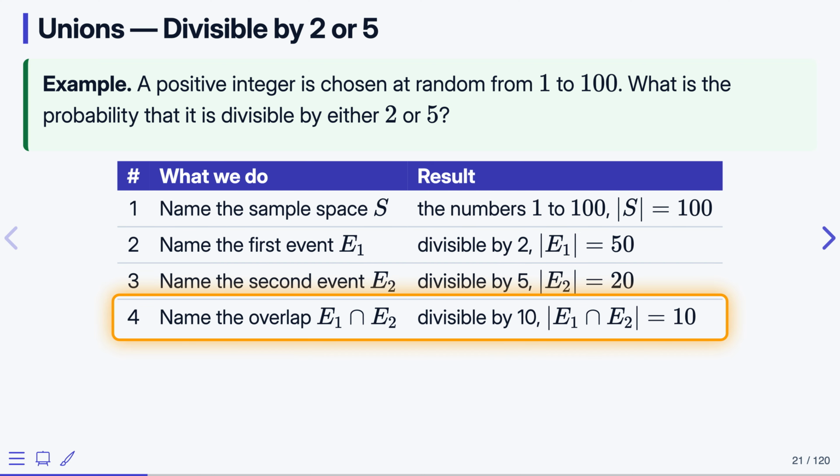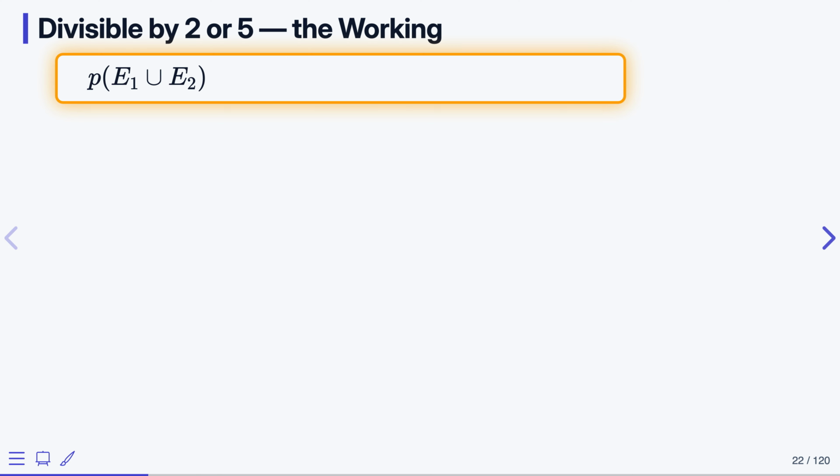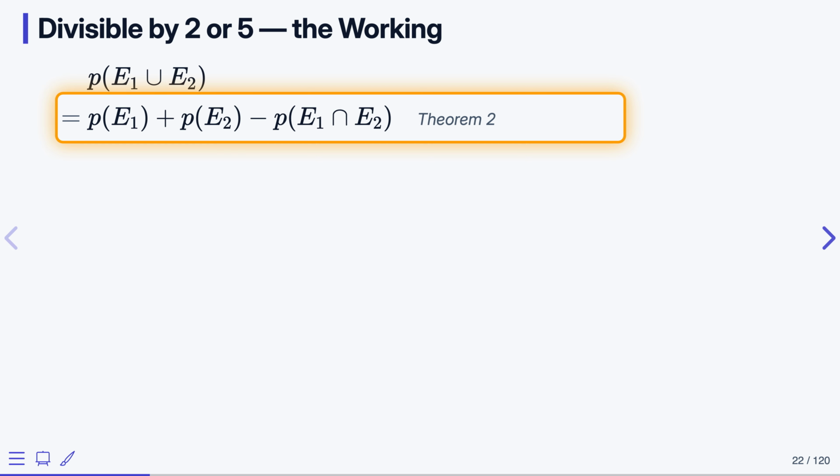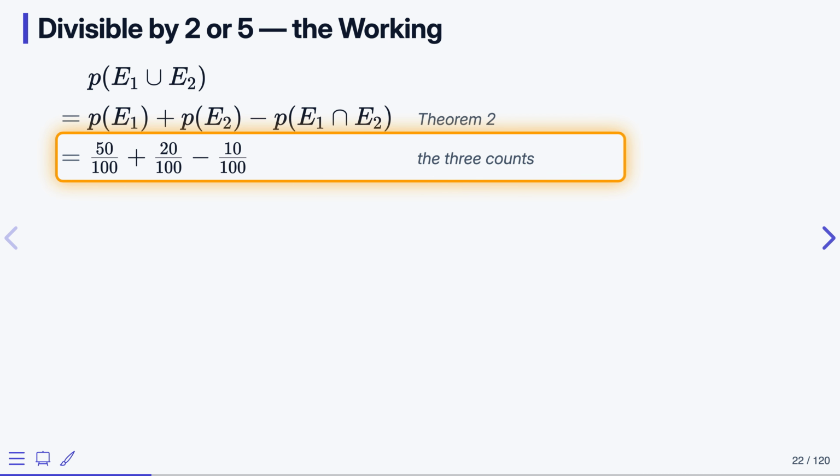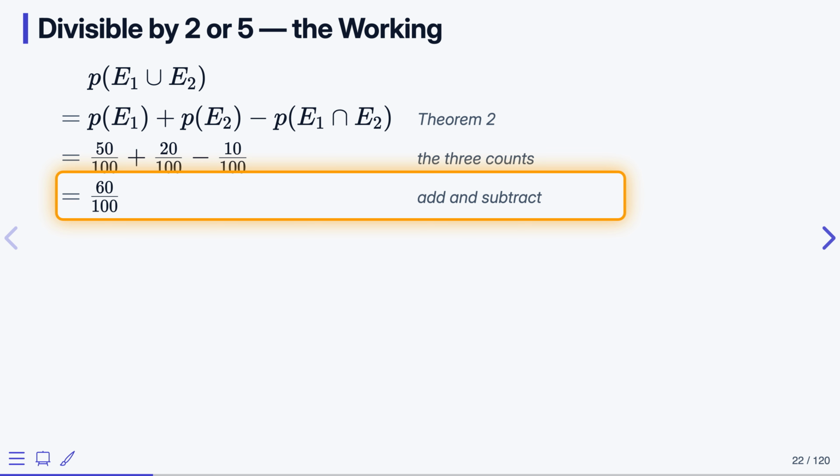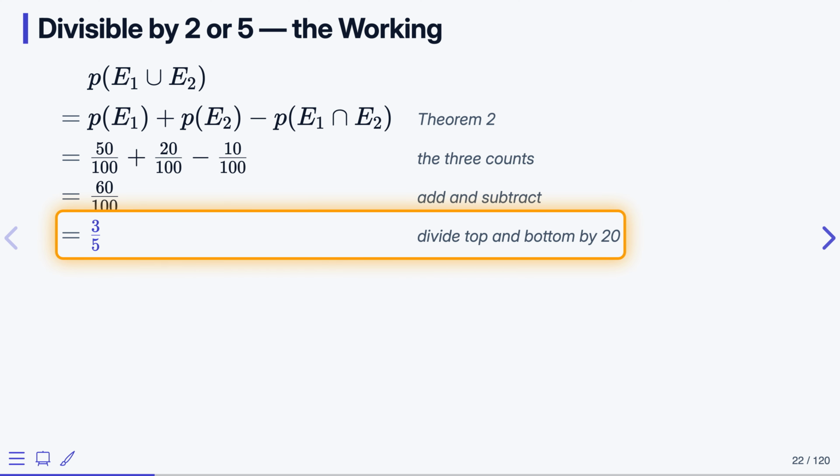Now we can compute. We want the probability of the union. Theorem 2 gives the shape. P of E1 plus P of E2 minus P of the overlap. Now put the counts in. 50 over 100 plus 20 over 100 minus 10 over 100. 50 plus 20 is 70. Take away 10 and we have 60 over 100. Divide top and bottom by 20. The answer is 3 over 5.